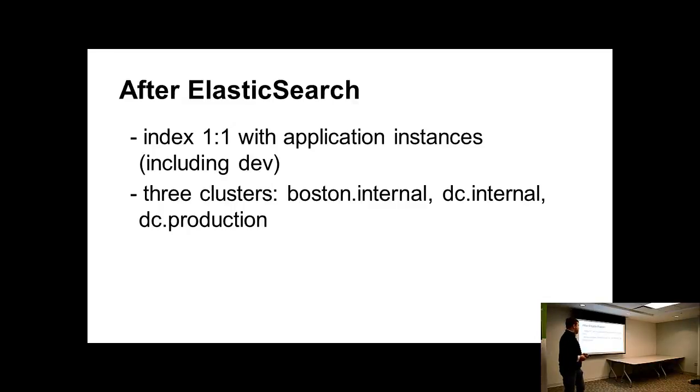So one decision we made was to put a cluster in. We have a cluster upstairs on virtual machines, we have a cluster in production, and we have a cluster in Boston. It's the internal clusters. We have a one-to-one mapping between application instances, so the app on my laptop has its own index in our internal cluster, and then each of our production environments has its own index in the production environments. So that allows us to change the mapping. If I need to change a mapping locally, I can do that and see how that works, play with that before I go to production and change mappings there.